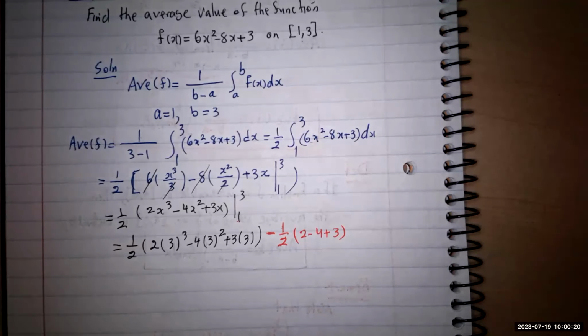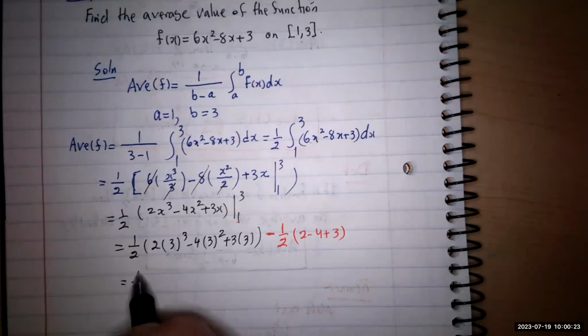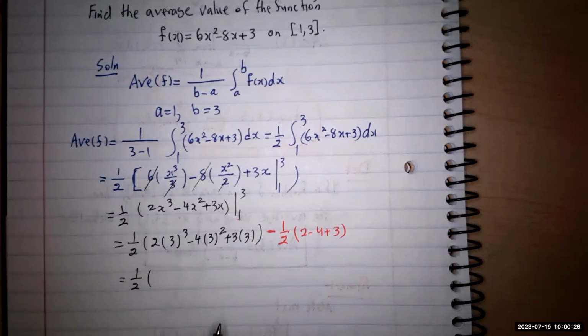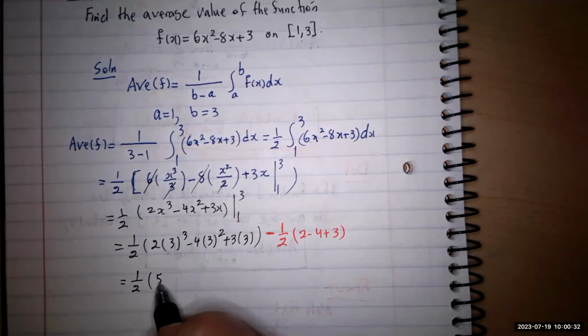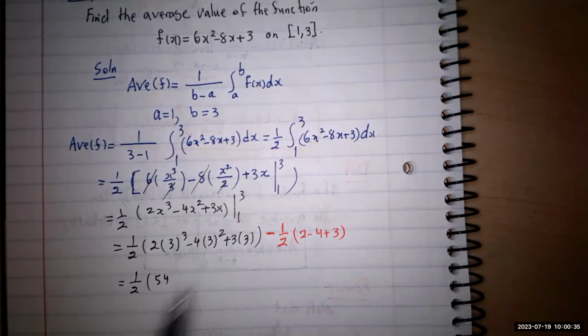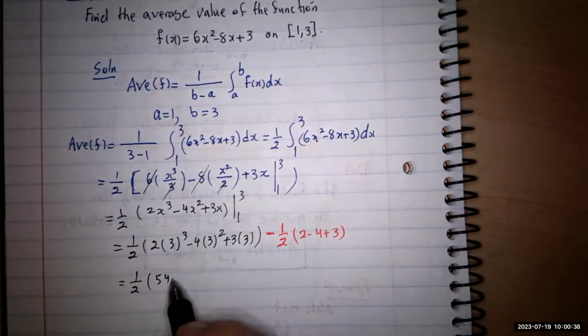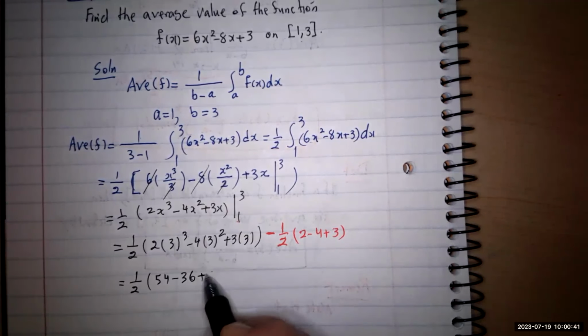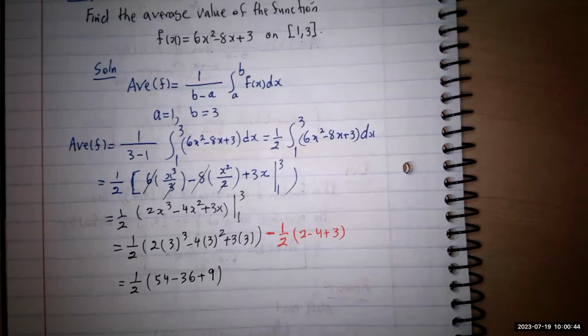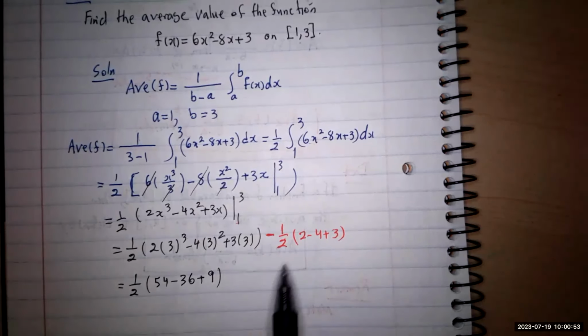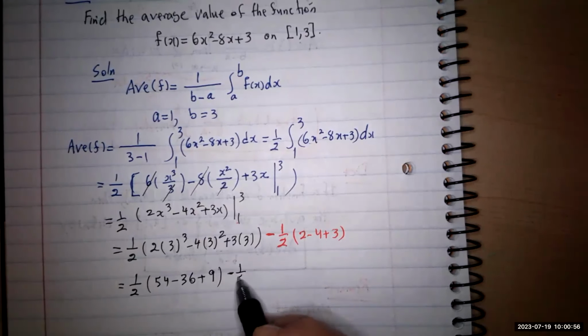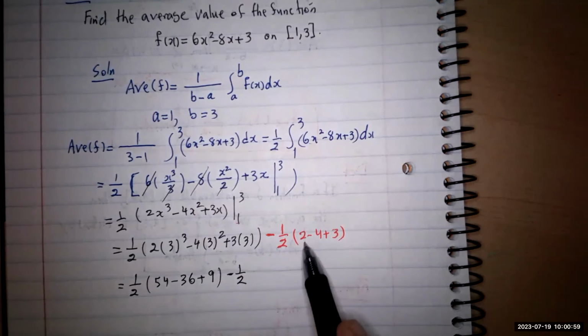Continue. Simplify inside each parenthesis first. 1/2 times 3 cubed, 3 cubed is 27, 27 times 2 is 54. That's 1. 3 squared is 9, 9 times 4 is 36. Plus 3 times 3 would be 9. Then we continue to get these numbers. Minus 1/2, inside, the 3 and 2 would be 5, 5 minus 4 would be 1.